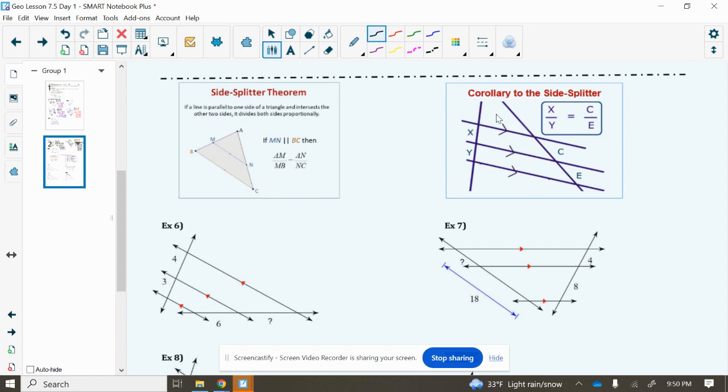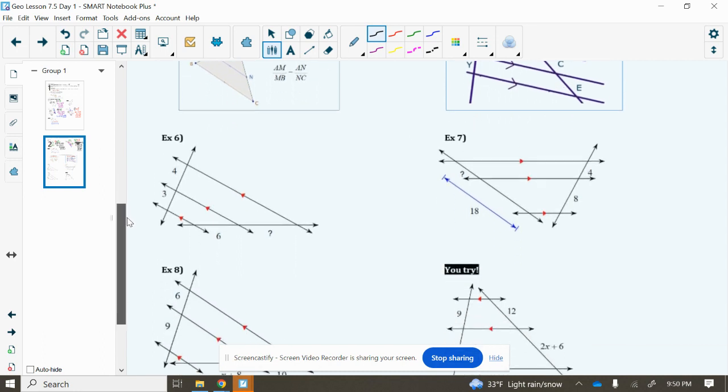Okay, and by a corollary to that, that also will work for intersecting parallel lines as well. These little sections, X over Y is going to equal C over E. Again, that allows us to cross multiply and solve those proportions.